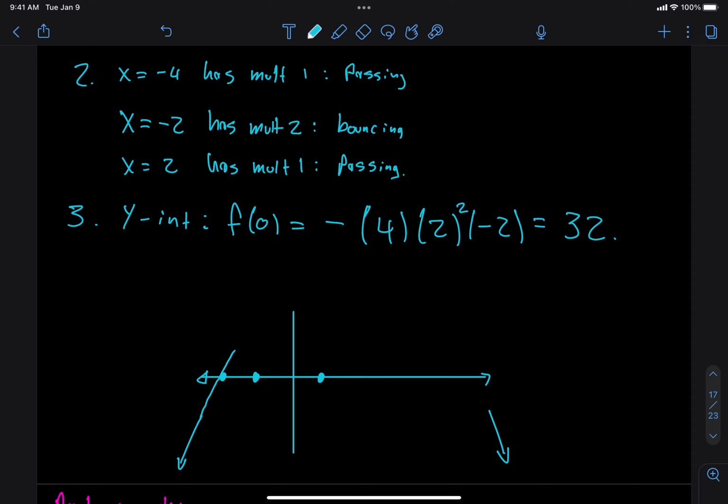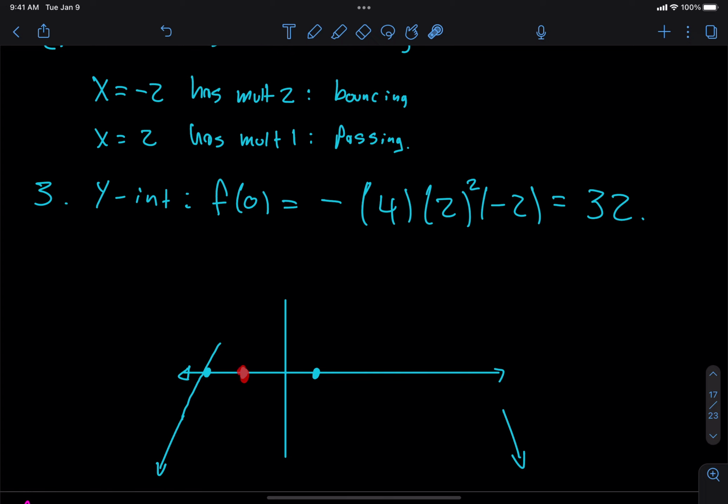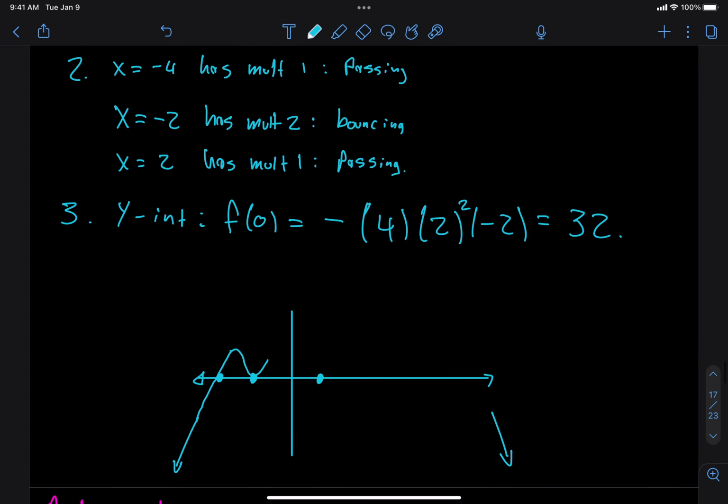Okay, now I need to figure out what happens at the next 0. In order for the function to be 0 at this point, I definitely have to turn around, right? I have to turn around. Okay, and then I need to decide what's going to happen at the 0. Am I going to turn around and go through? No, because this 0 has multiplicity 2, which means I should have bouncing. So I should not turn around and go through. I should turn around and bounce off, like so.